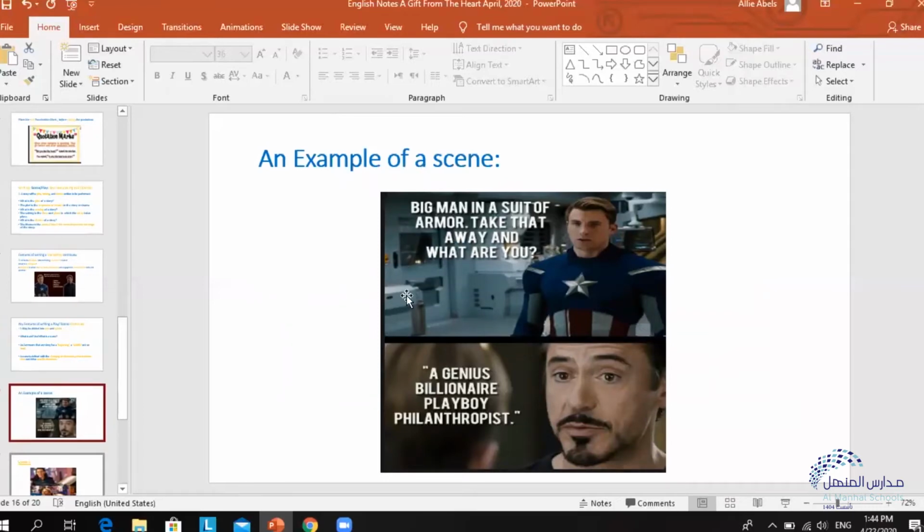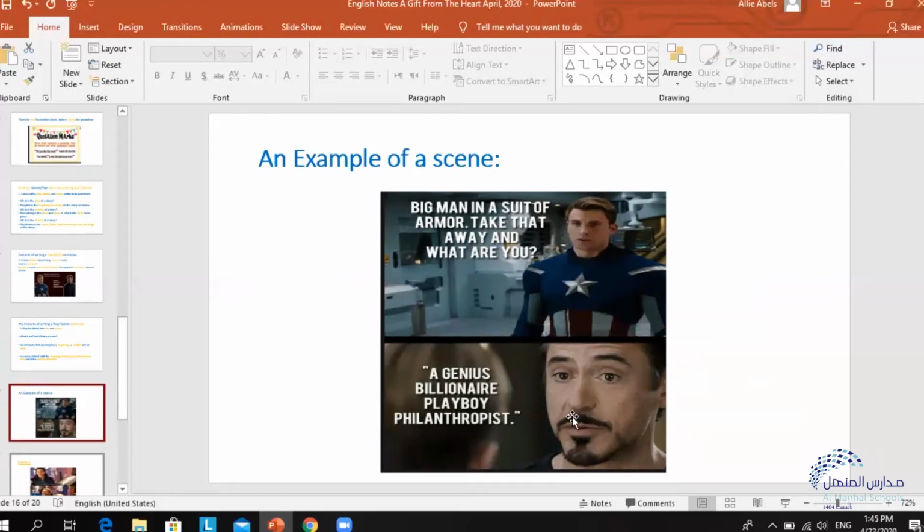So if we look at these two, scene and part, it's basically the same meaning. When we talk about stories and movies, we refer to parts as scenes. Those who watched the Avengers will remember the part where Captain America said, "Big man in a suit of armor, take that away, and what are you?"